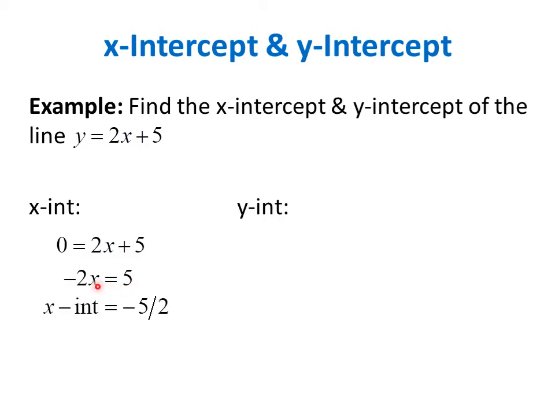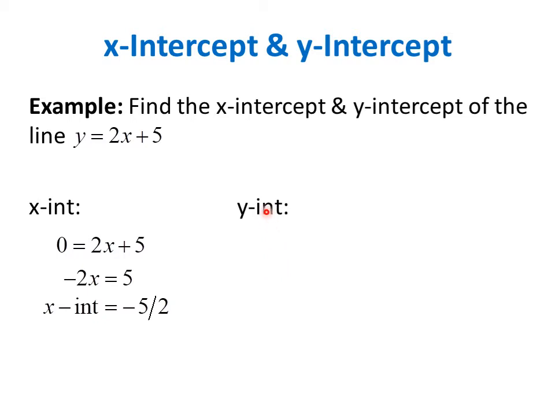To completely isolate x, we have to divide both sides of the equation by negative 2. So on the left side, we get the x-intercept, and on the right side, we have 5 divided by negative 2, so that is negative 5 halves, and that is the x-intercept.